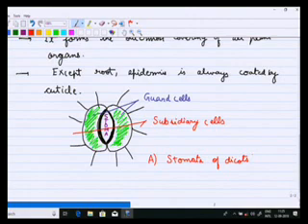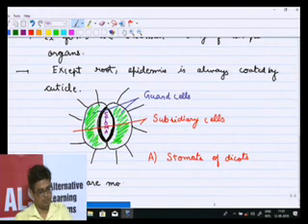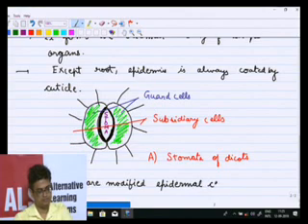Okay. So you will write here, guard cells are modified epidermal cells forming stomata in plants.